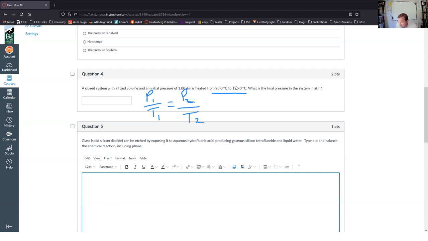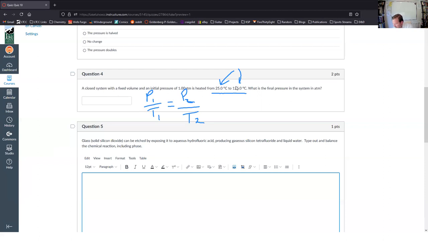Problem is, and it's not really a problem, it's something I was trying to get you to pay attention to, the units on your temperatures can't be in Celsius for this to work. They have to be in Kelvin. Yeah, so if you have two temps in Kelvin, and that's one of the reasons why I like the combined form for all of those gas laws, it makes you think about what's being held constant and what's not.